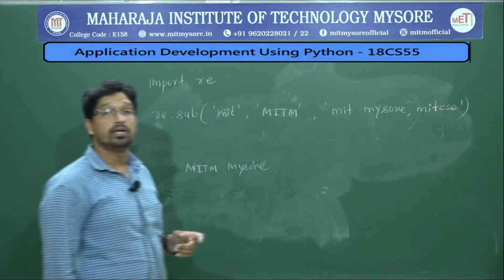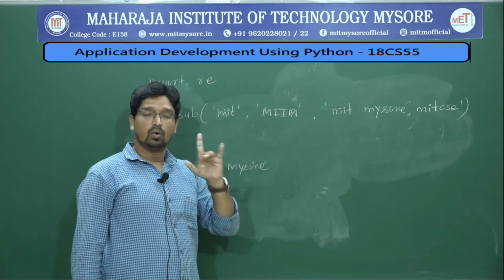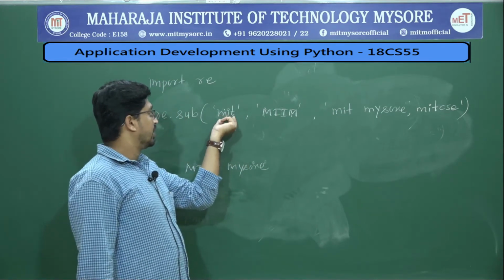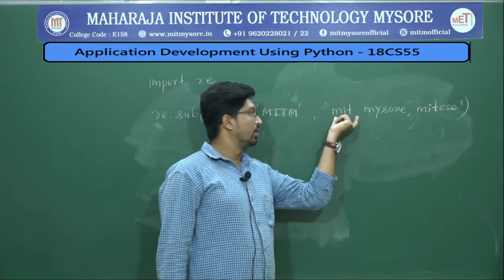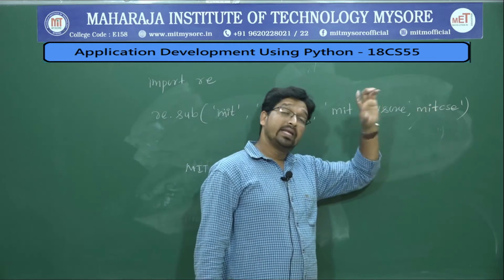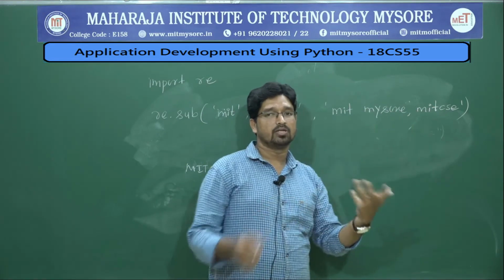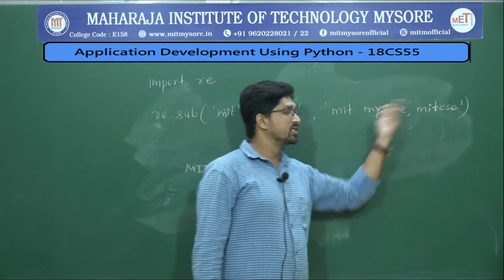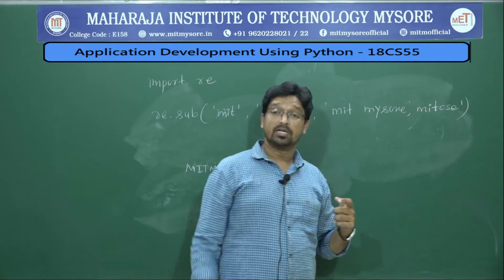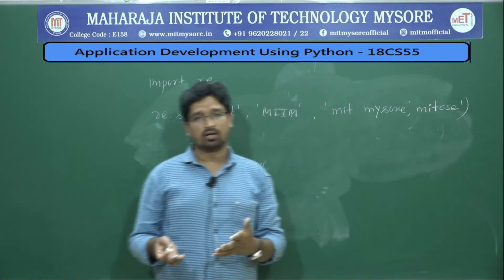So now, how many replacements are there in this input string? Only one replacement. As per the input, it has to search for MIT. There is one MIT word, and here it is MIT CSC. The word is not just MIT, it is a combination, not a single individual word. It is a big word, MIT CSC, but still this is matched. That is how a regular expression works.